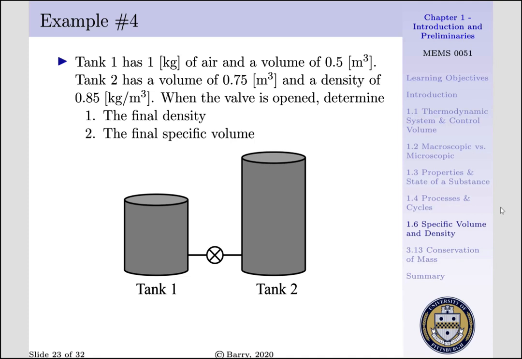Say we have two tanks connected by a valve. The valve is initially closed. Tank 1 has a mass of 1 kilogram of air and a volume of 0.5 cubic meters. Tank 2 has a volume of 0.75 cubic meters, and the density of air within is 0.85 kilograms per cubic meter. When the valve is opened, time is allowed to progress such that the two tanks are in mechanical equilibrium. When the tanks reach thermodynamic equilibrium, we want to determine the final density and our final specific volume.